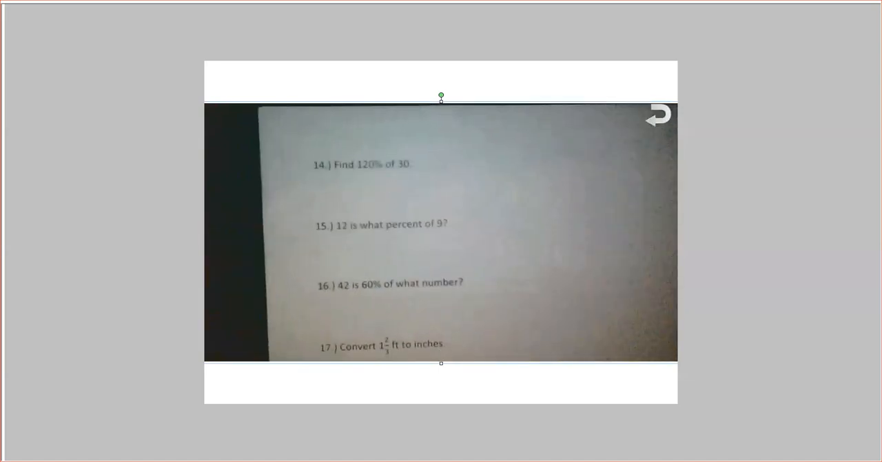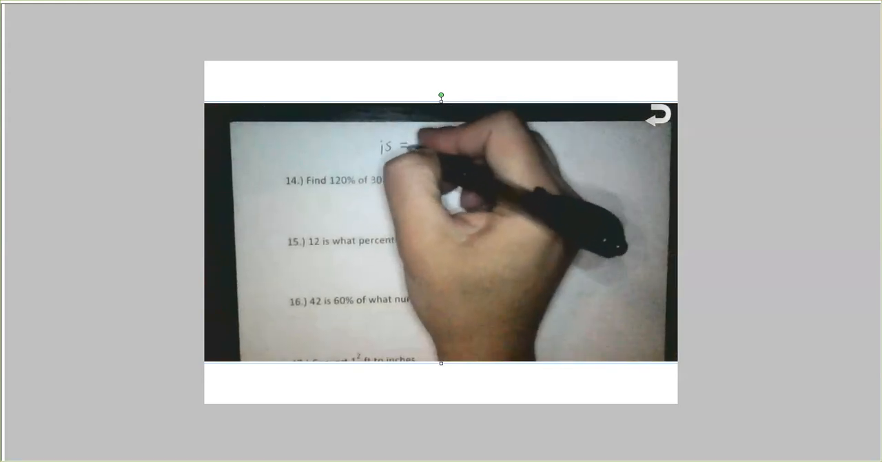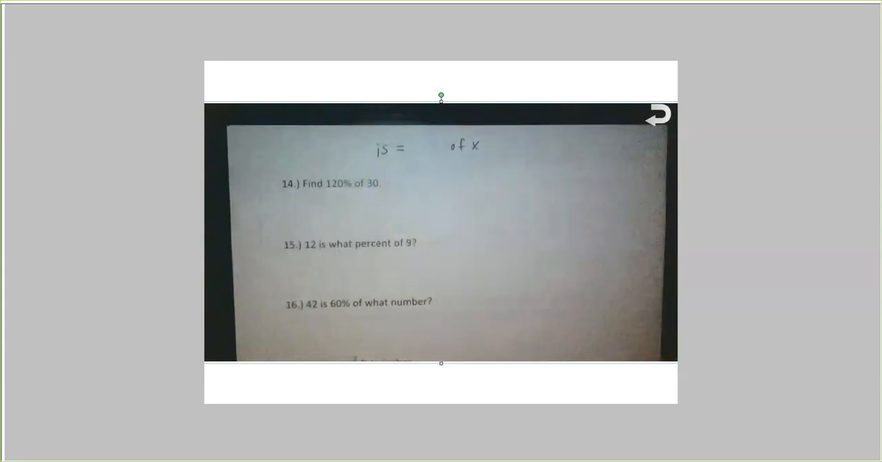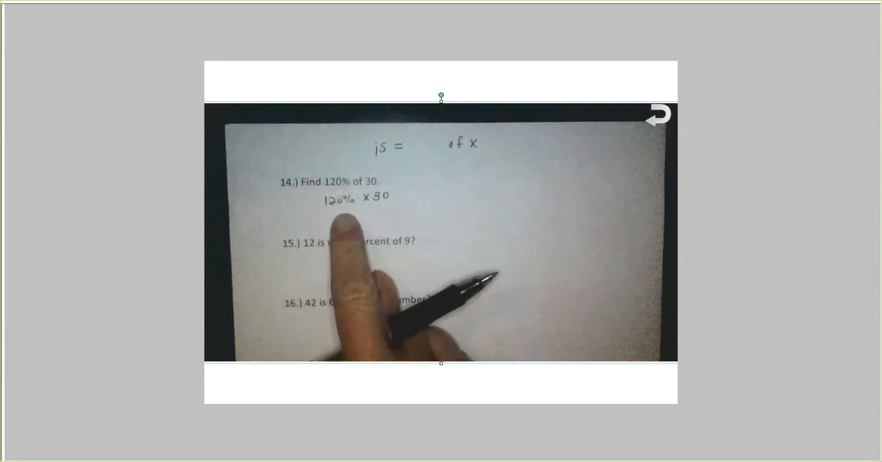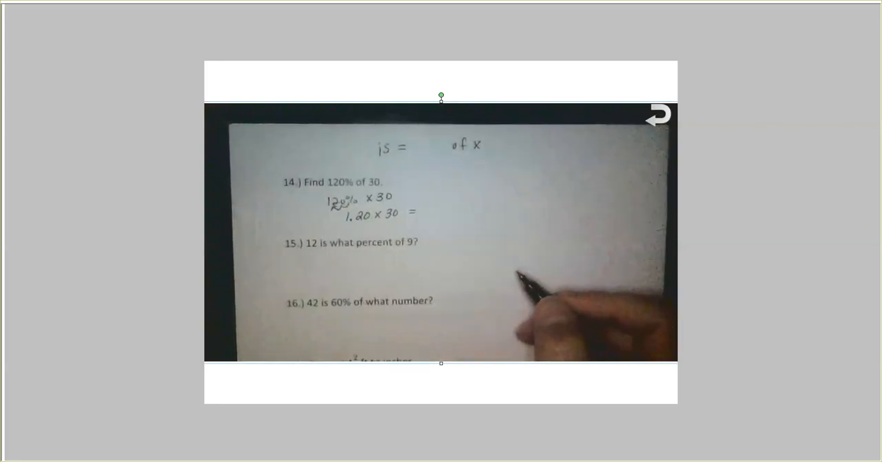All right, number 14 says to find 120% of 30. Just remember some of our words. Is means equals, and of means to multiply as we work through these algebra statements here. So what is 120% of 30? That means I'm multiplying 30 times 120%. I need to first convert that into a fraction or a decimal. I can get a decimal by backing that up 2 spaces. So 1.20 times 30, if I multiply that together, that will equal 36.